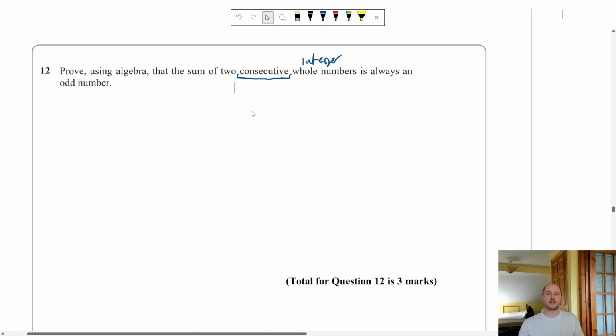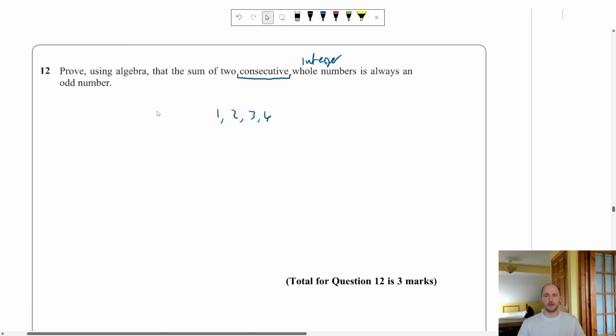Well, let's think about why. What does consecutive mean? Consecutive means the numbers are next to each other. They come one after another. Right? If I say I was late 3 consecutive days, it means I was late on 3 days that are next to each other. Monday, Tuesday, Wednesday, for example. So how would I describe this algebraically?